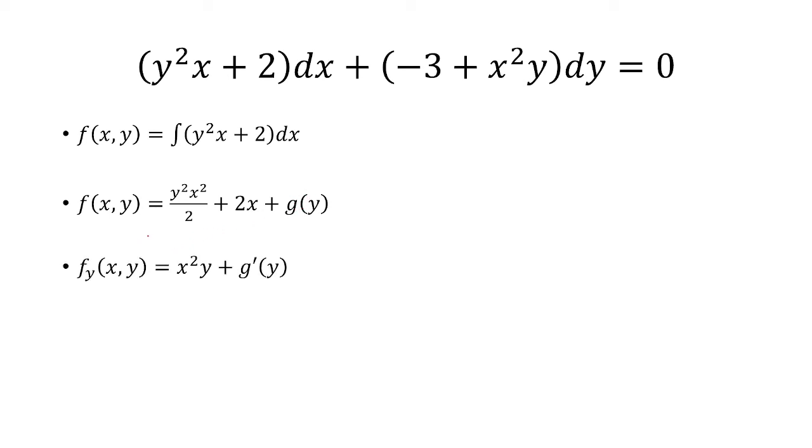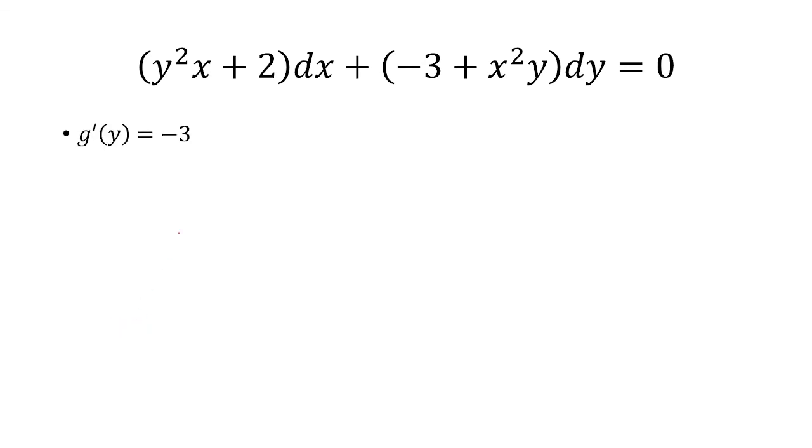Okay, now we're going to take this function and take the derivative with respect to y. For that we get x squared times y plus g prime of y. Now we're going to compare it to this part, the negative 3 plus x squared times y. So the x squared times y will cancel, and I'm left with g prime of y equals negative 3. Integrating both sides, I get g of y equals negative 3y.